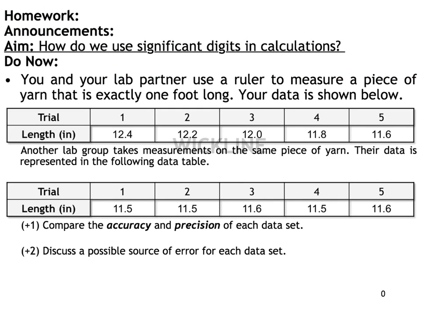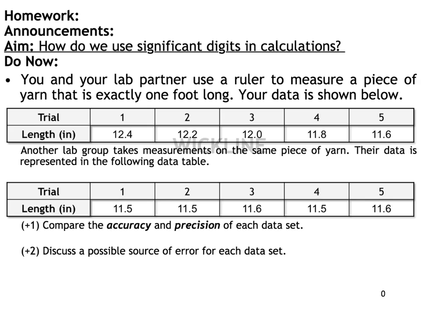So here's an introduction. Let's say that you and a partner are measuring a piece of yarn that's exactly 1 foot long by definition, and you use a ruler and take 5 successive measurements. Let's say measurement 1 is 12.4 inches, 12.2 inches for measurement 2, 12 inches for 3, 11.8 for 4, and 11.6 for 5.